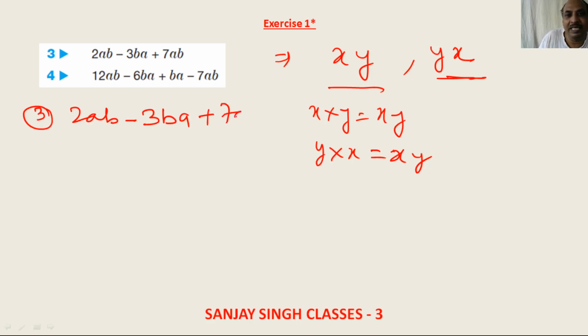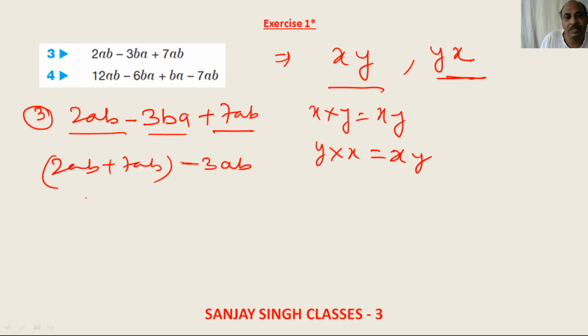Plus 7ab. In this case what we have found? We have found that all the three are like terms. So we can go for addition and subtraction. We'll go for the addition part first. The sign of 2ab is positive, the sign of 7ab is positive. If both we are adding, plus 7ab, minus 3, we can write ab. In place of ba, we can write ab. So here it has become 9ab minus 3ab, and it will give us 6ab, our answer.